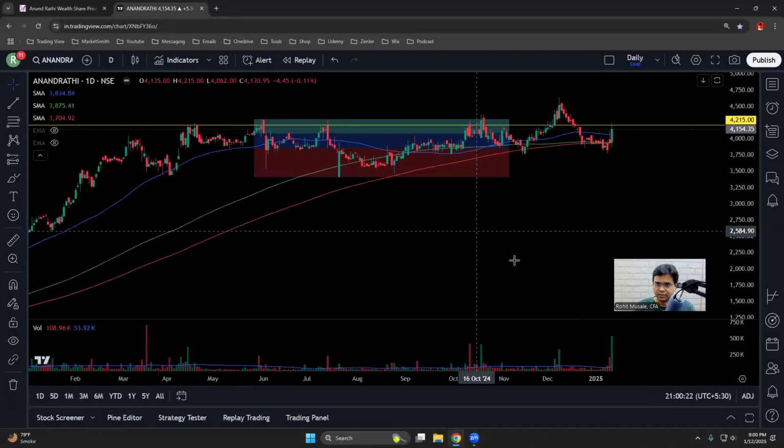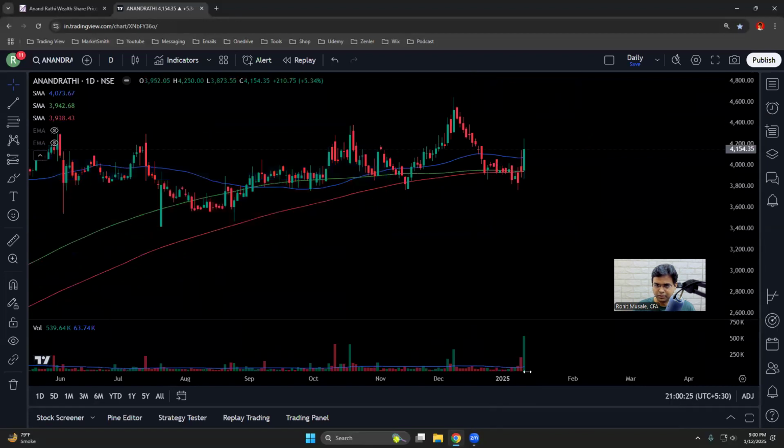Yeah, have a look at this. Okay, let me remove the drawings. So what is the blue line? If you look here, it is 4073. Then the green line is 3942, the red line is 3938. So yes, the blue is above the green is above the red, and the price is above all the three moving averages, and all the three moving averages seem to be moving up, right?